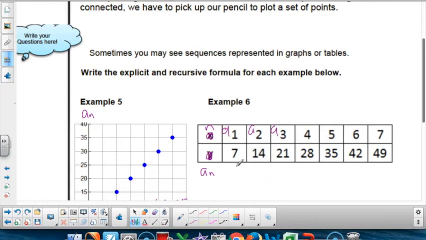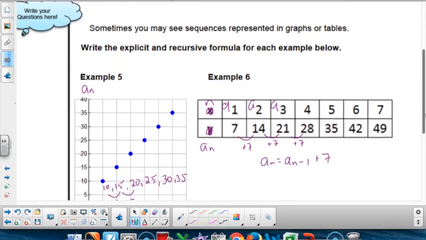All right, so if I'm going to write the recursive, I've got to look at what's happening. I am adding 7 because 14 minus 7 is 7. 21 minus 14 is 7, so I got 7 added. So each time I'm adding 7. That means that the recursive is a sub n equals a sub n minus 1 plus 7, because on that recursive, the only thing I replace is the common difference.